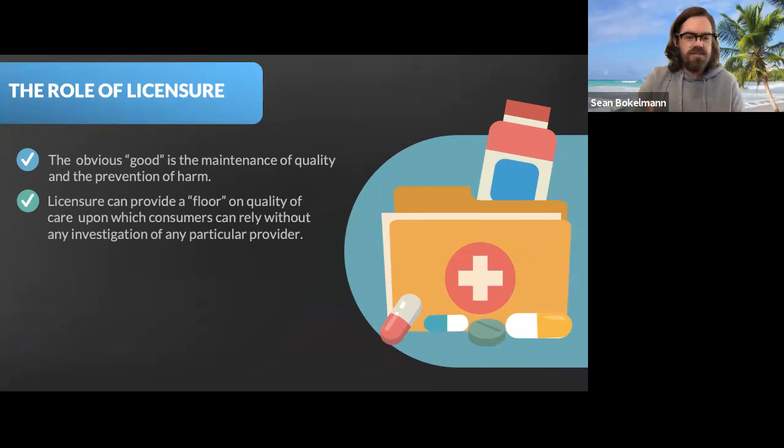Another good aspect is that it basically provides a minimum standard of care, right? It provides a floor, a quality floor, so that consumers can rest assured and feel confident in the fact that because their doctor has a license, they know that there's at least a minimum standard of care that the doctor will achieve because they have that license, right?